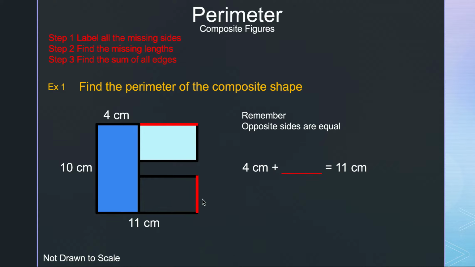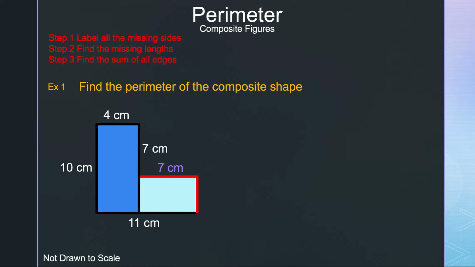As you can see, we have moved this rectangle up. Now, why have we done that? So that we can find this side length. Now, why is that important? Because of the properties of rectangles, which are opposite sides are equal. So 4 plus this something is equal to 11. So 4 plus something is equal to 11, and that is 7 centimeters.